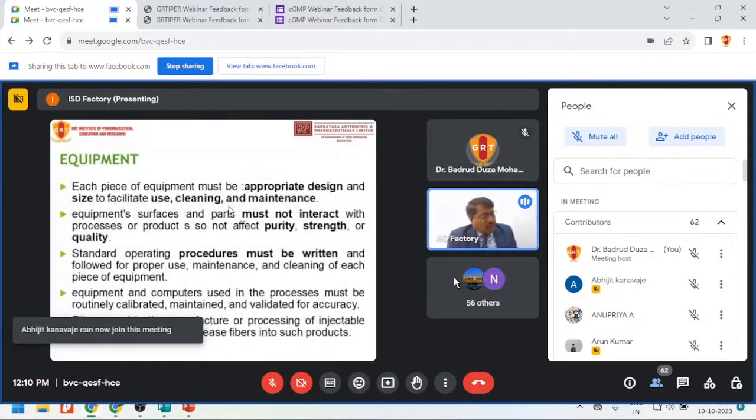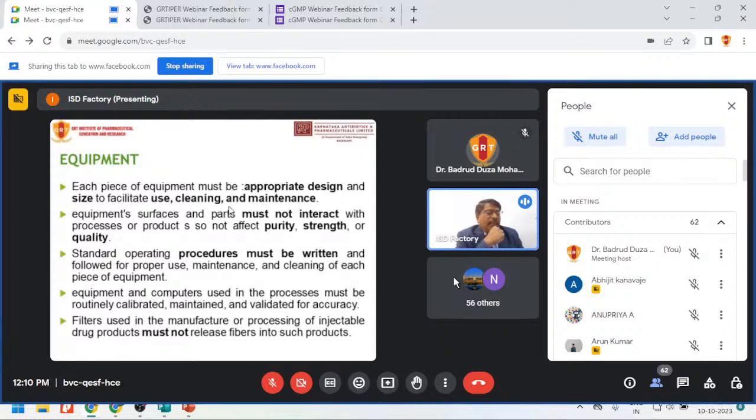So now, in the pharmaceutical industry, how does an electronic quality management system help with GMP compliance? Now we have come to the equipment. Before equipment, I will tell you about the quality management system.